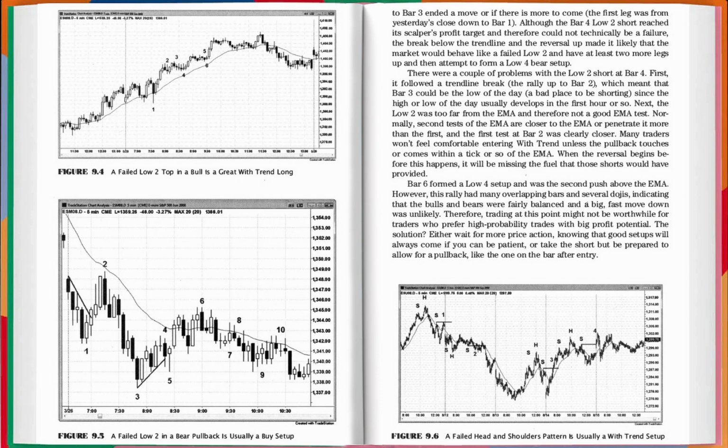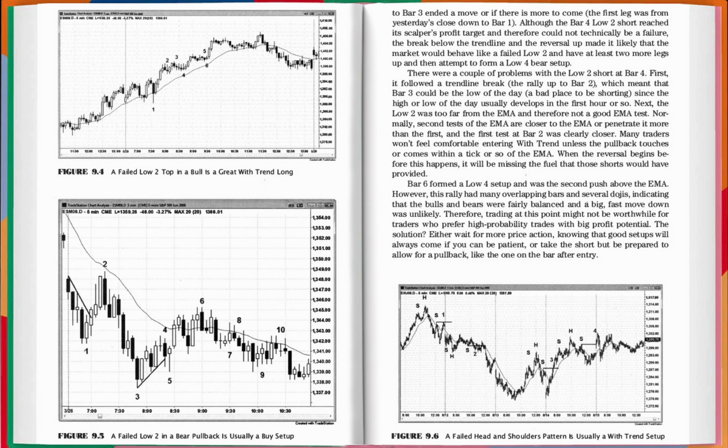Next, the low 2 was too far from the EMA and therefore not a good EMA test. Normally, second tests of the EMA are closer to the EMA or penetrate it more than the first, and the first test at bar 2 was clearly closer. Many traders won't feel comfortable entering with trend unless the pullback touches or comes within a tick or so of the EMA. When the reversal begins before this happens, it will be missing the fuel that those shorts would have provided.